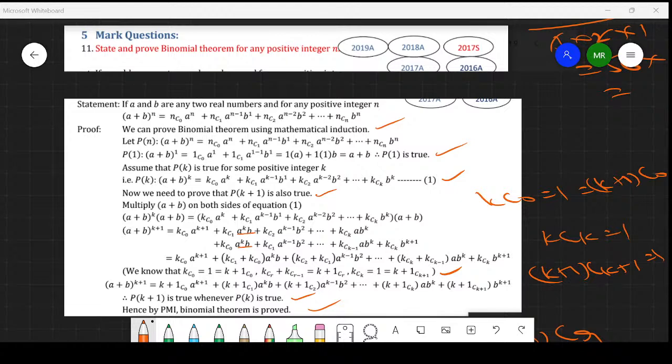The people will feel difficult in binomial theorem, even though you should practice, that is important. Without practice, very difficult to get.